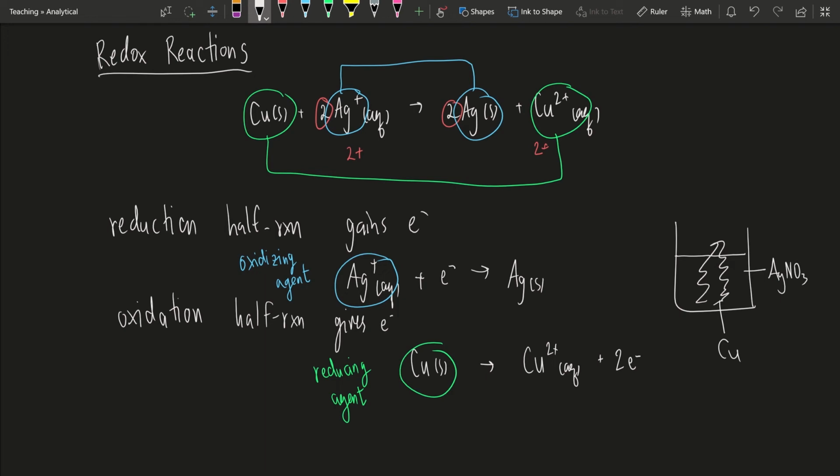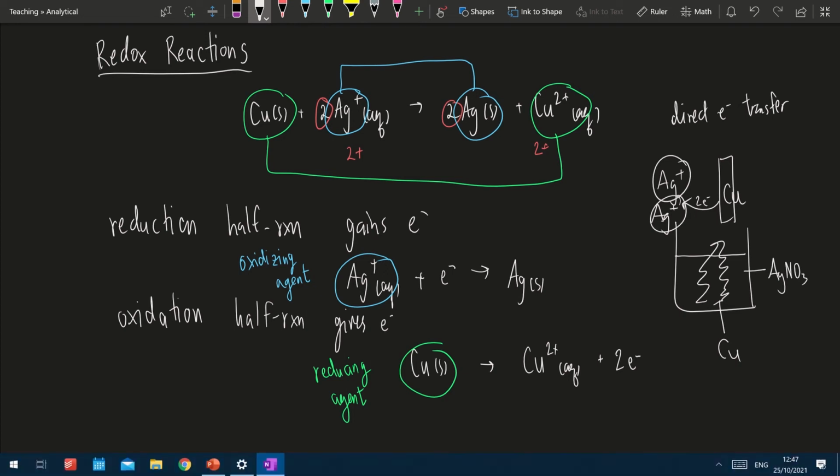So if you zoom in a little bit, there's going to be the direct electron transfer. We call it, again, direct electron transfer between the silver ion and copper. That is, you may have the copper ion here, and then you have solid copper. And then copper can give 2 electrons to the silver ion, but you need 2 silver ions here. So this is the direct electron transfer between the species.